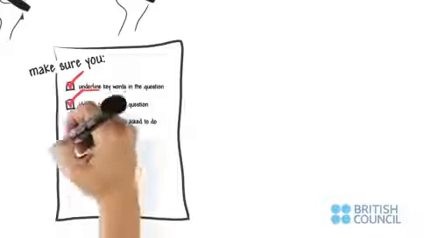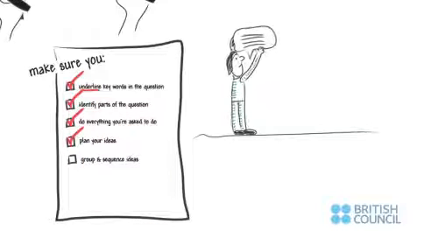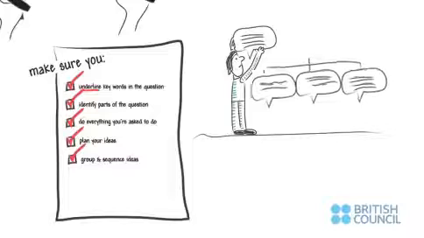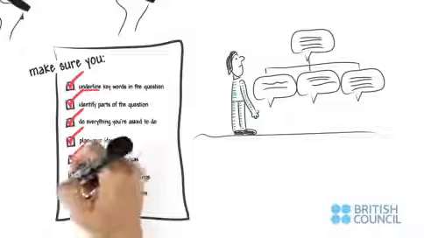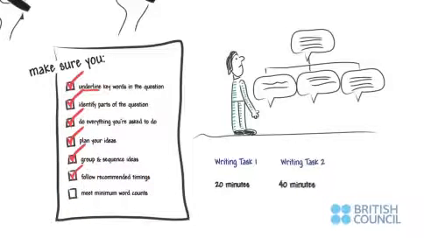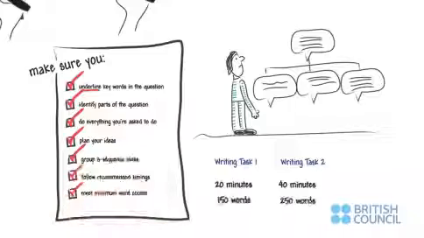Before you write, plan your ideas, though keep them relevant, then group and sequence them. Spending 2 to 3 minutes doing this can save you time when you are writing. Follow the recommended timings for each task and meet minimum word counts.